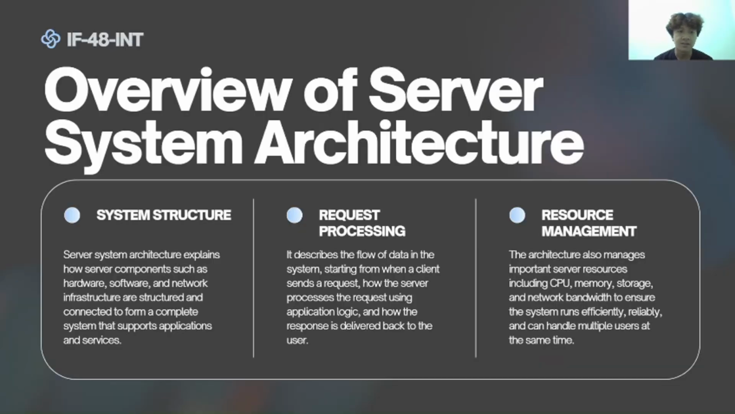And the second is overview of server system architecture. The first thing is the system structure. Server system architecture explains how server components such as hardware, software, and network infrastructure are structured and connected to form a complete system that supports applications and services. And then request processing, it describes the flow of data in the system starting from when a client sends a request, how the server processes the request using application logic, and how the response is delivered back to the user.